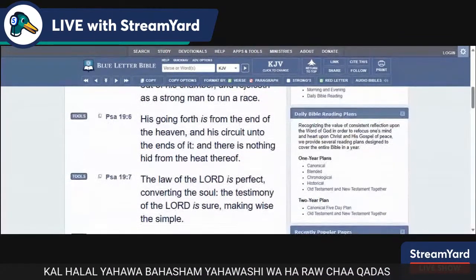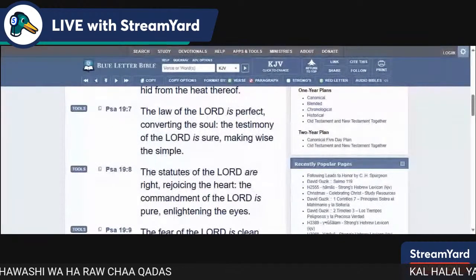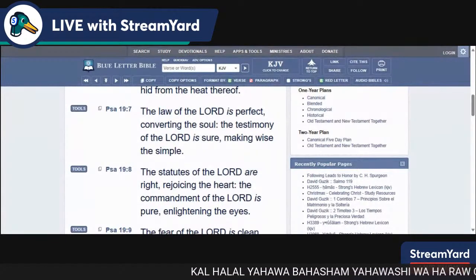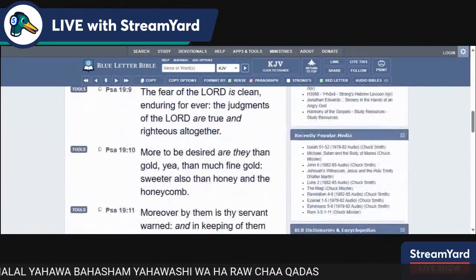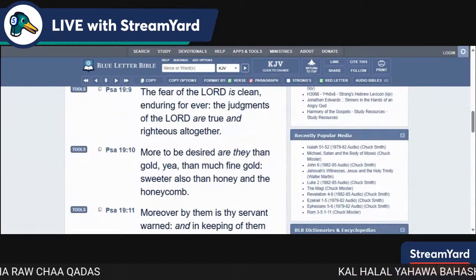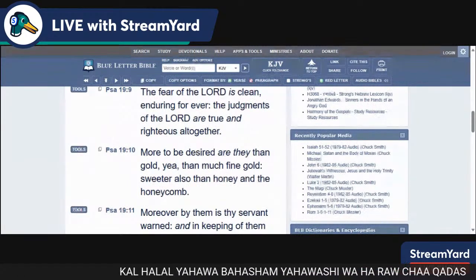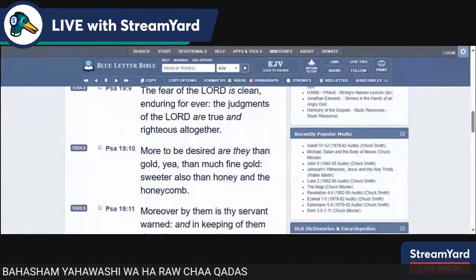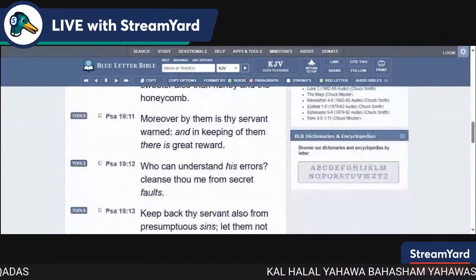The law of the Lord is perfect, converting the soul. The testimony of the Lord is sure, making wise the simple. The statutes of the Lord are right, rejoicing the heart. The commandment of the Lord is pure, enlightening the eyes. The fear of the Lord is clean, enduring forever. The judgments of the Lord are true and righteous altogether. More to be desired are they than gold, yea, than much fine gold, sweeter also than honey and the honeycomb. Moreover, by them is thy servant warned, and in keeping of them there is great reward.